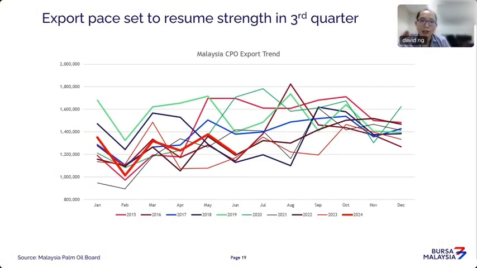Now, on the export side, it's quite irregular. You don't see a clear pattern, but I think safe to say around August, September is usually where you start to see strong demand coming from India.